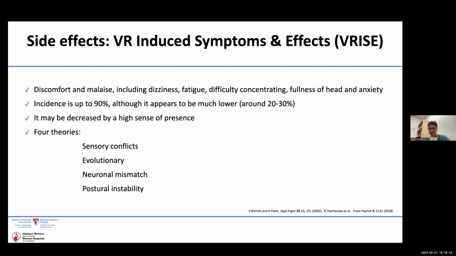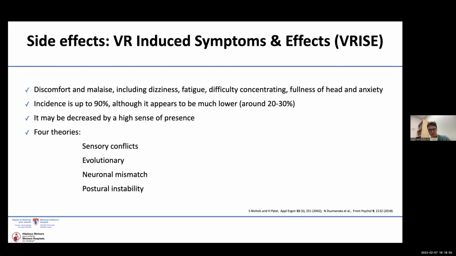The most important one is what is called VR-induced symptoms and effects, or VISRE, which is basically cyber sickness. There's another synonym that you can find in the literature, which represents discomfort, malaise, including dizziness, fatigue, difficulty concentrating, and so on and so forth. It's been reported up to 90%. Probably something around 20-30 is more realistic. There are not many studies on these side effects, indeed. And it may decrease when there is too much sense of presence. I'm going to go there in a second.